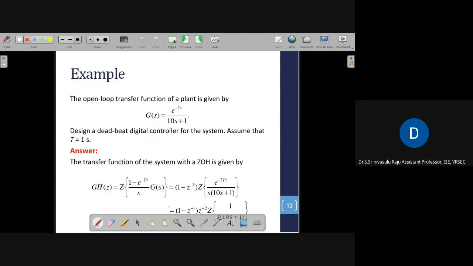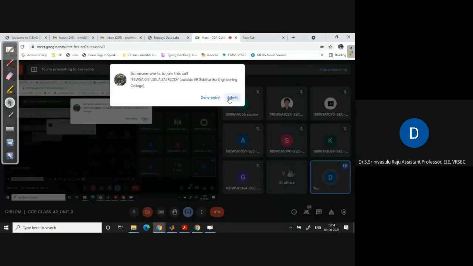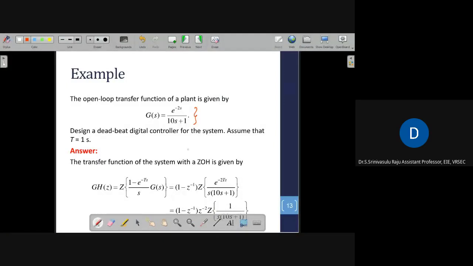So now we have seen this is the example. This we already solved during the classroom work. We have considered this example: G of s equal to e power minus 2s divided by 10s plus 1. We want to design a deadbeat controller for the system. Assume T equal to 1 second. During problem solving in classroom work, we found that the deadbeat algorithm is not suitable for a time delay process.